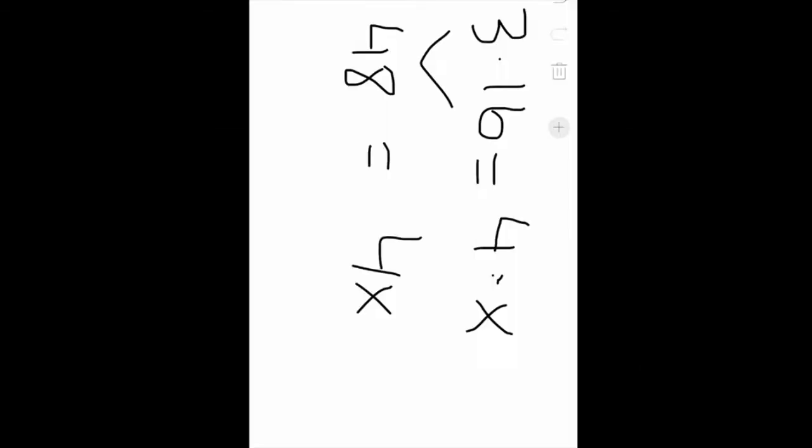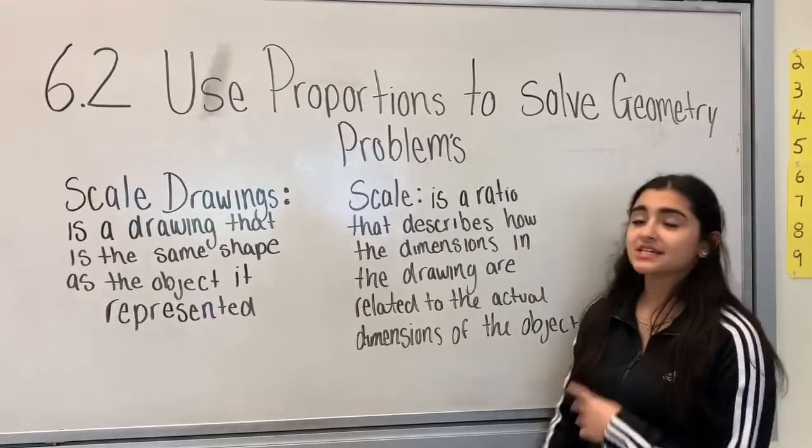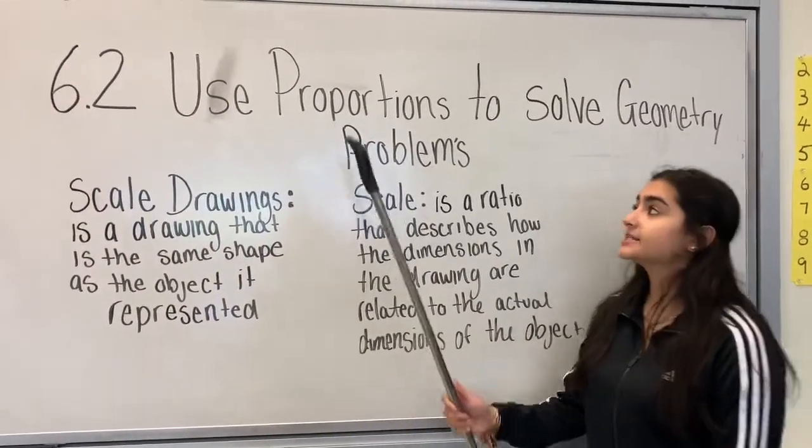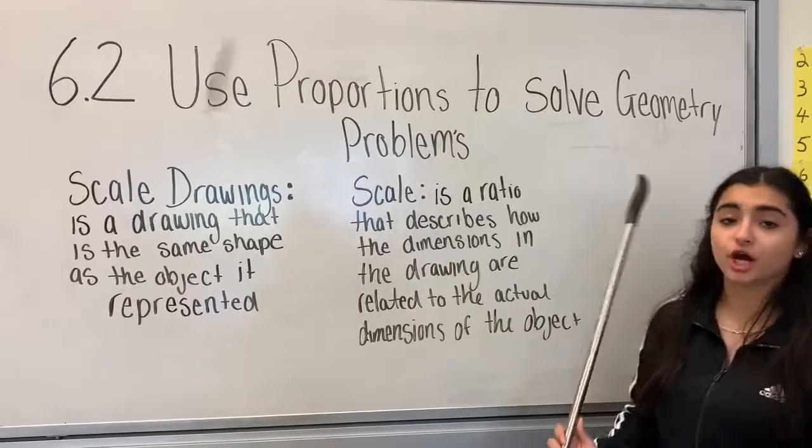Then you want to divide to find X. The numbers would be 48 and 4X. So 48 divided by 4 equals 12. So X equals 12. My next section is 6.2, use proportions to solve geometry problems.